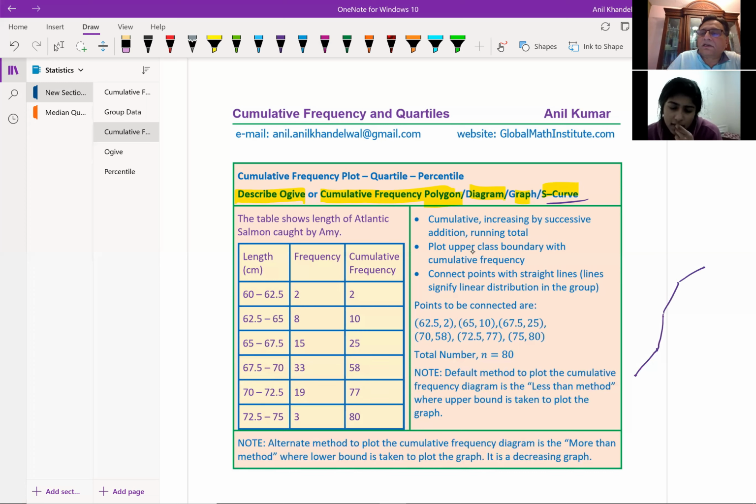It is a straight line in between the two intervals, because when I say there are two elements in between 60 to 62.5, where are those two elements? They are in between them, correct? We are saying there are 15 elements between 65 and 67.5. We don't know what their actual values are, right? Where are they? Let us say this is my group, which is 65 to 67.5. Where are my data elements? So what I assume is that they are somewhere on the line.